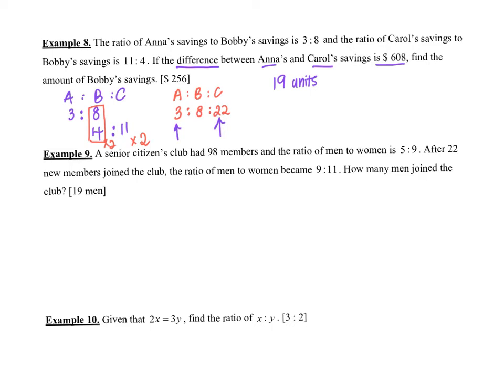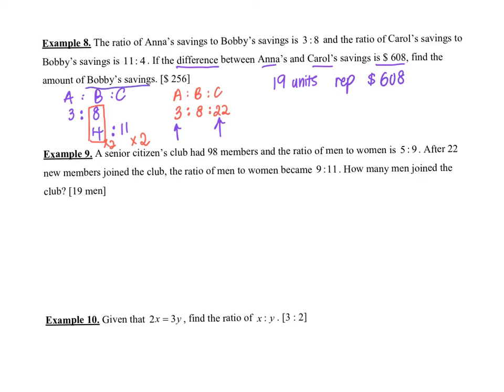But remember, this is not an equal, because 19 units have no units, but the other one is in dollars. It has a particular unit. So both of them are not the same. So 19 units represent $608. Find the amount of Bobby's saving.